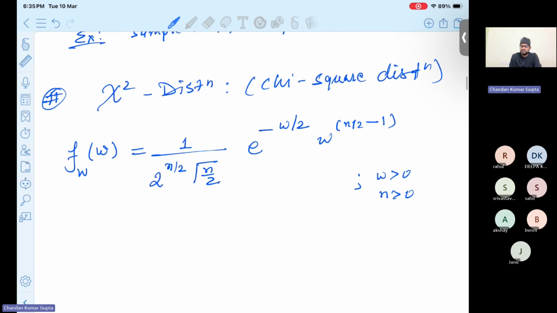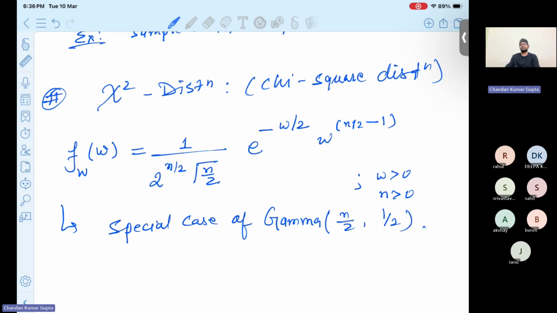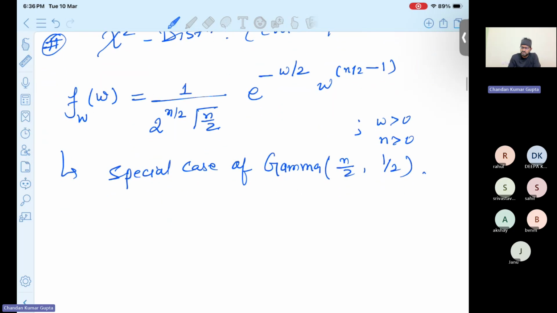So for a chi-square distribution, there is one more thing. You can find out this is a special case of gamma distribution as well. Let me write, a special case of gamma distribution with parameters n by 2 and 1 by 2. So this is a special case of gamma distribution.